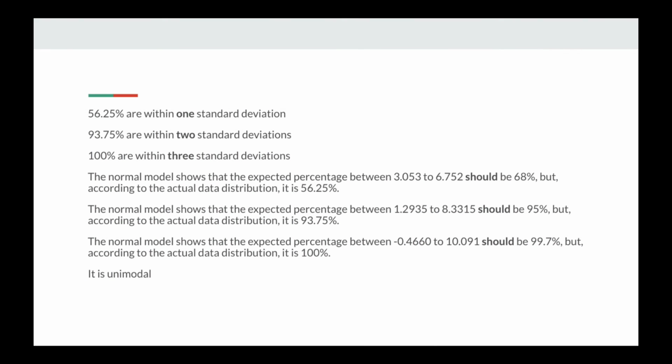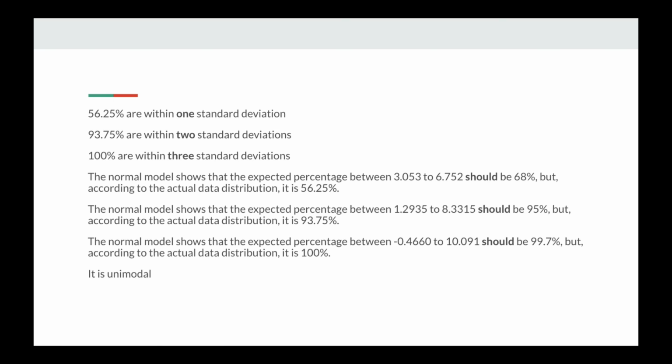The normal model shows that the expected percentage between 3.053 to 6.752 should be 68%, but according to the actual data distribution, it is around 56.25%. The normal model also shows that the expected percentage between 1.2935 to 8.3315 should be 95%, but according to the actual data distribution, it is around 93.75%.